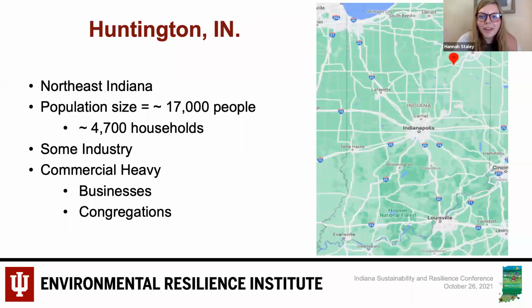So just a little bit about Huntington. They are located in the northeast region of Indiana, just right outside of Fort Wayne. They are a smaller city here in Indiana, about 17,000 people, a little over, and about 4,700 households. That is the most recent census data.